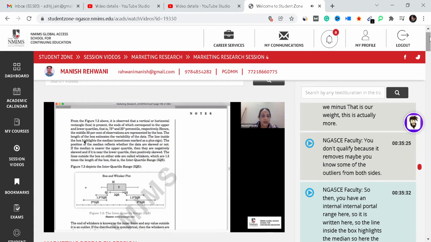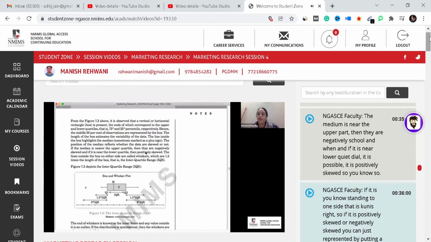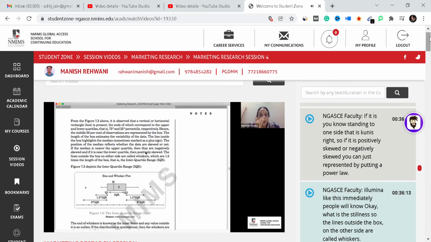So it is written here: the line inside the box highlights the median. Here the median is towards this side. The position of the median reflects whether the data are skewed or not. If the median is near the upper quartile, then they are negatively skewed. If it is near the lower quartile, it is positively skewed. If it is standing to one side, that is skewness, right? If it is positively or negatively skewed, you can just represent it by putting up a plot like this. Immediately people will know what the skewness is.